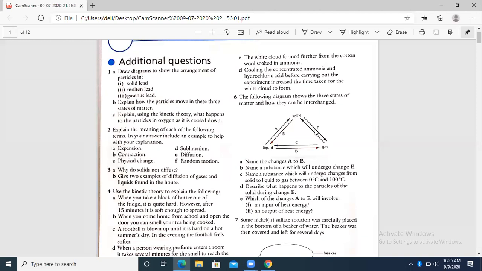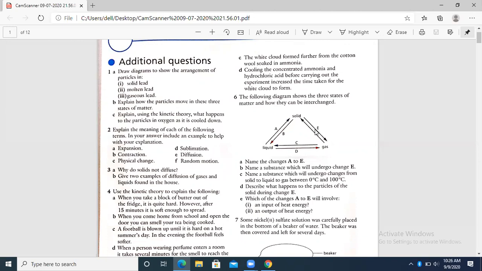Mohammad Tamir, which of the changes A to E will involve an input of heat energy? Means we want to give heat energy. Melting and boiling. Another one? Sublimation, yes, sublimation also. So B, D, E. B melting, D evaporation, E sublimation. For these three, we need heat energy. Omar Mizan, what is your problem? Oh, nothing, by mistake. Okay, Mohammad Tamir finished.